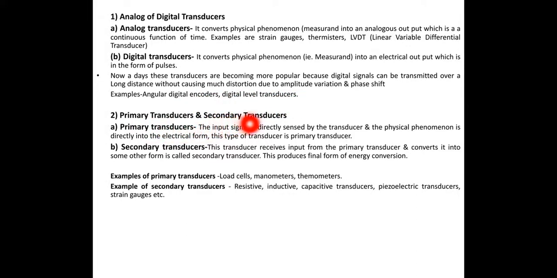Primary transducers and secondary transducers. In primary transducers, the input signal is directly sensed by the transducer and the physical phenomenon is directly converted into electrical form. This type of transducer is a primary transducer.